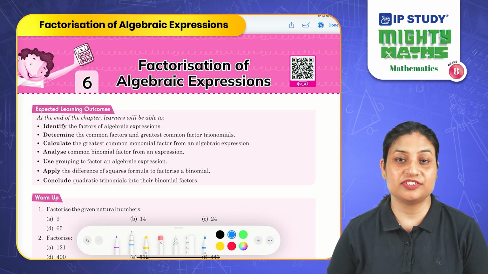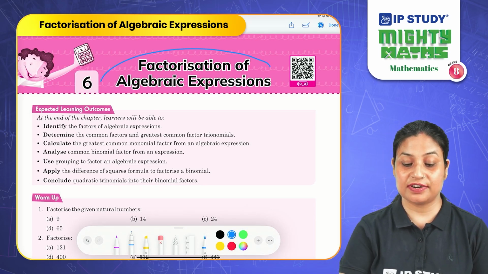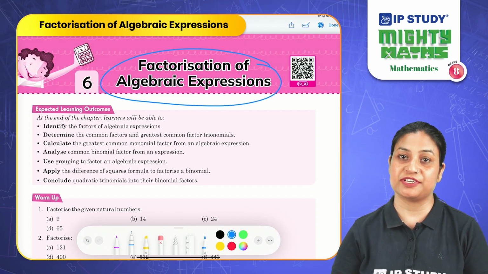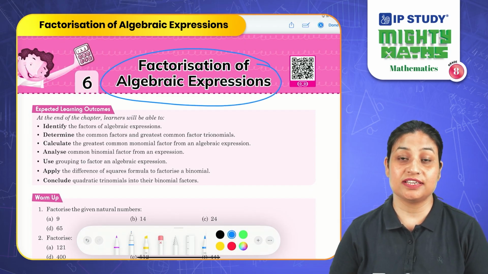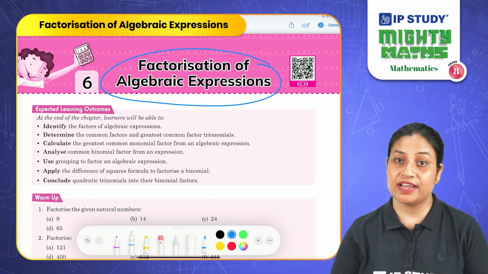Today I'm going to take chapter number 6 of grade 8 and the name of the chapter is Factorization of Algebraic Expression. So dear student, let's quickly see what are the topics that we are going to cover in this chapter. First of all, we will learn how to find out factors of an algebraic expression.